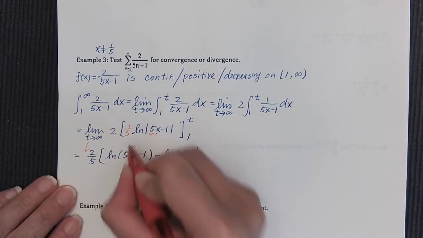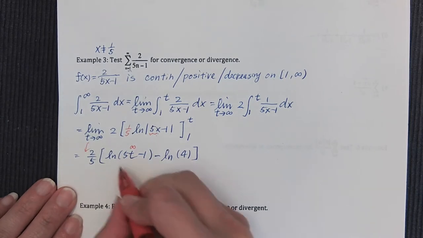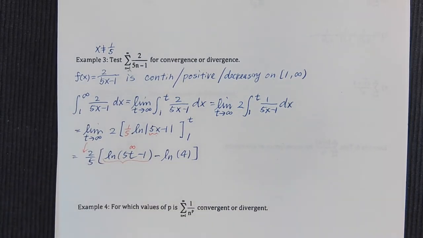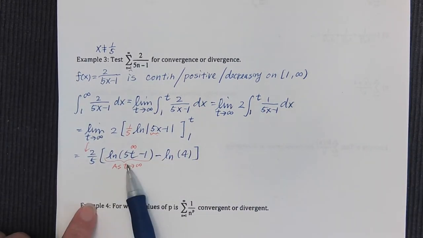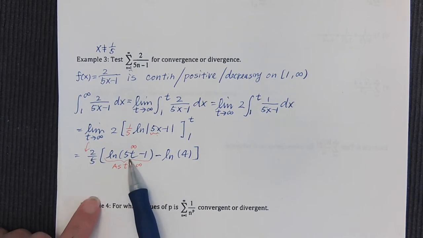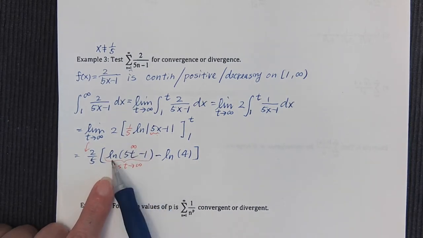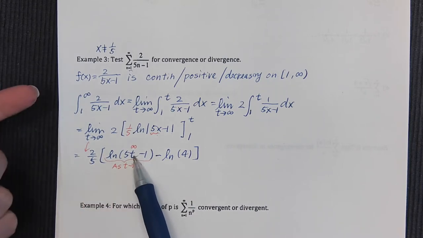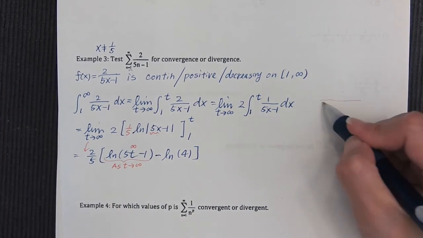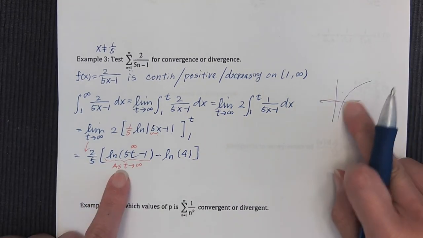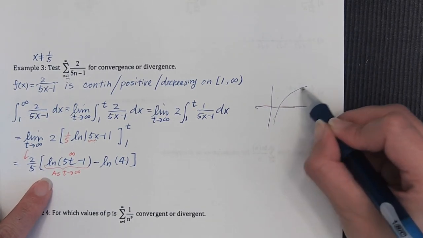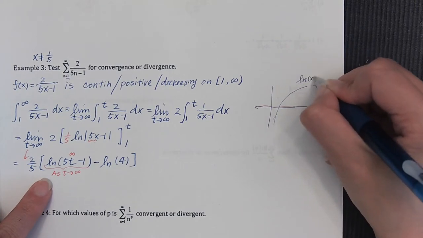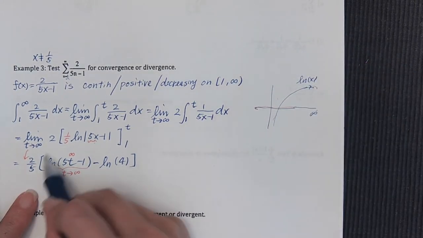Then what happens if t goes to infinity? As t goes to infinity, the whole thing keeps getting bigger and bigger and bigger, infinity. The natural log of a huge number is infinity, right? The log graph, if it goes bigger and bigger, the natural log graph also goes to infinity. So this whole thing is going to be infinity.